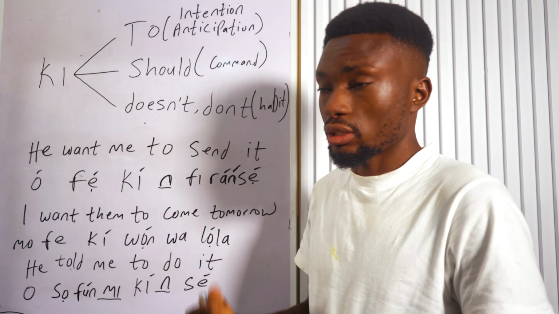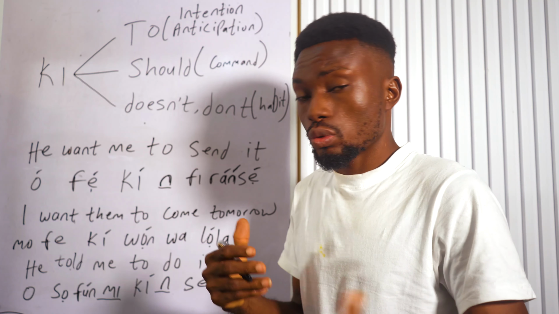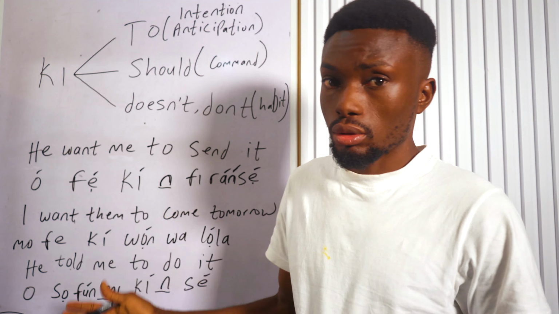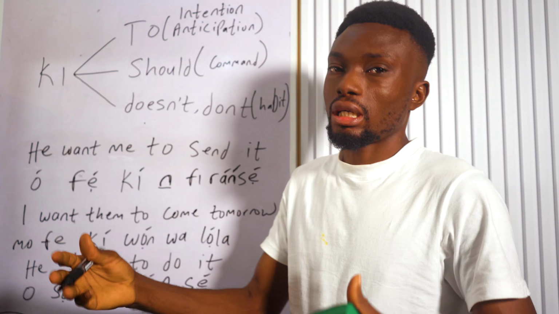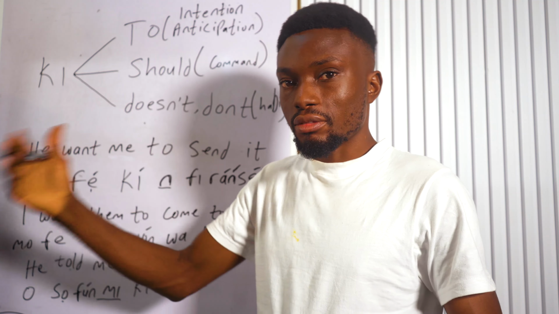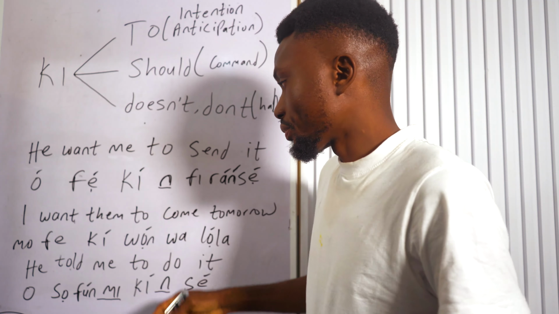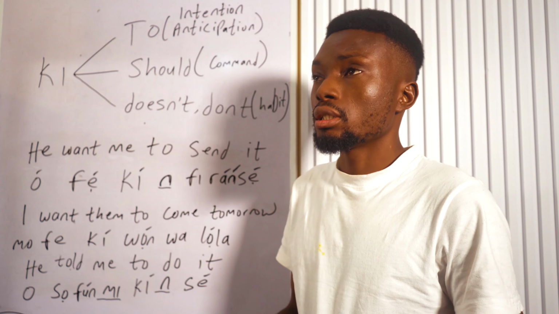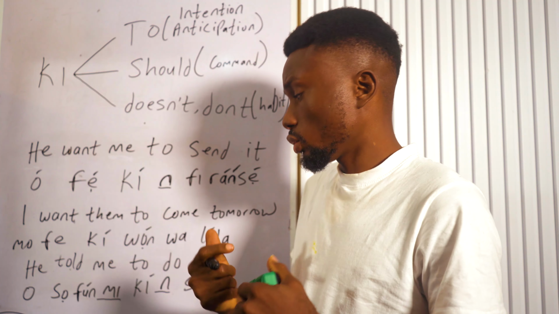Just like tell, it always comes with tell me, tell them, told us. We always have a pronoun of who you tell. So tell in Yoruba is sọ fún, and told me is sọ fún mi.